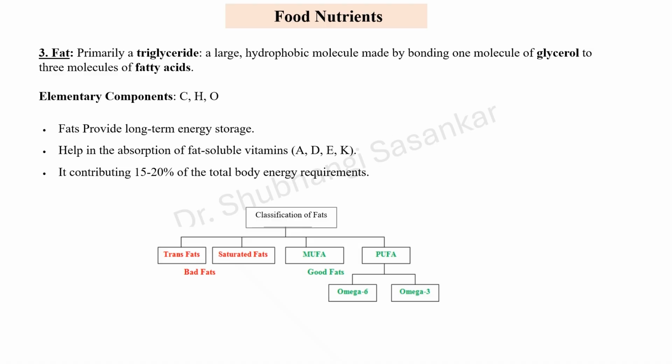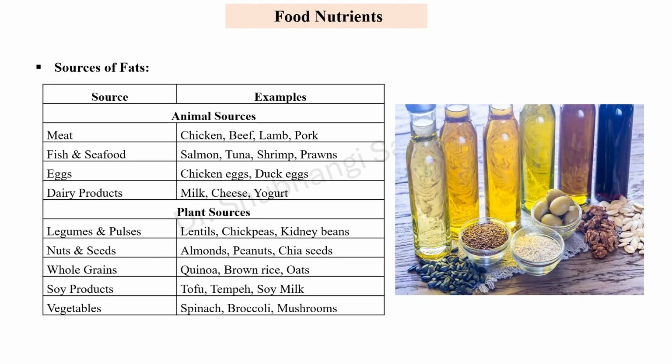Now we will see the common sources of fat. Common dietary fat sources include animal sources such as butter, cheese, meat, fish, egg. Now what are the plant sources? Plant sources include groundnut oil, sunflower oil, mustard oil, coconut, almond, cashew nuts, flaxseed, soya bean. Healthy fats from nuts, seeds, and vegetable oils are generally preferred over saturated fat.